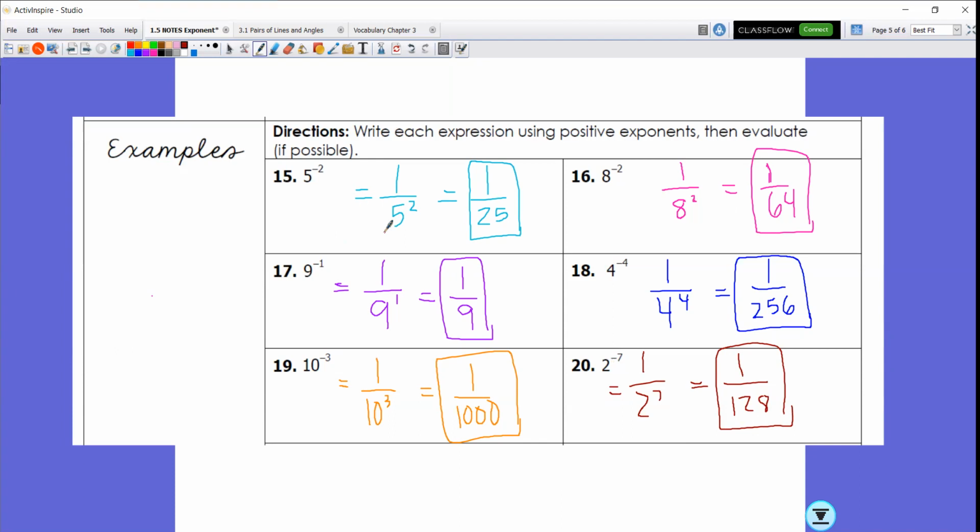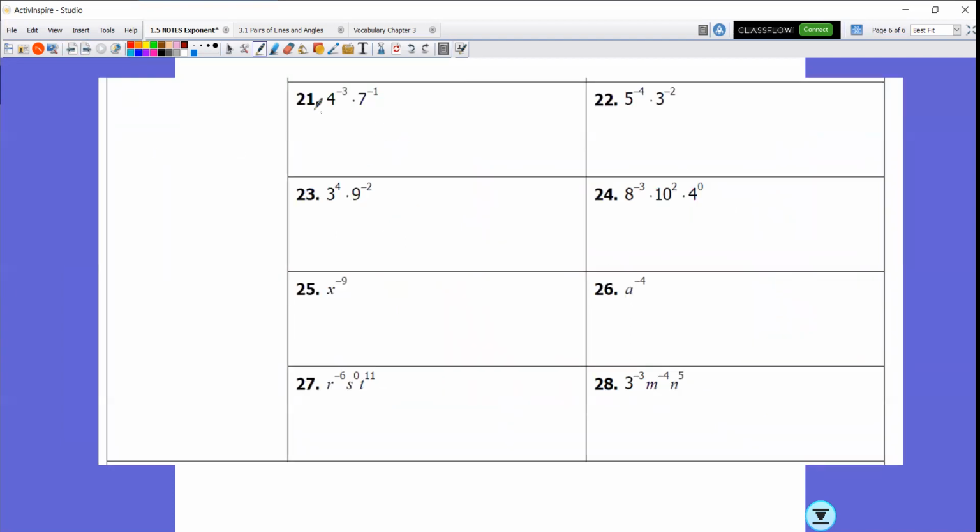All right, now we're going to ramp it up just a scooch, because now I have more than one thing happening. So let's look at number 21. First, we're going to rewrite 4 to the negative third power with a positive exponent. That is 1 over 4 to the third. And then we have 7 to the negative 1. We rewrite that. That's 1 over 7. We don't need to write the 1 as we saw in number 17. Anything to the first power is just itself.